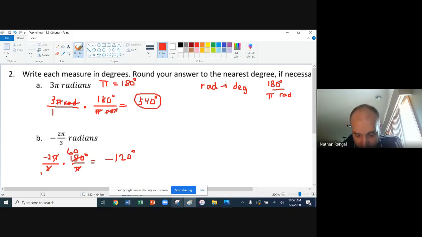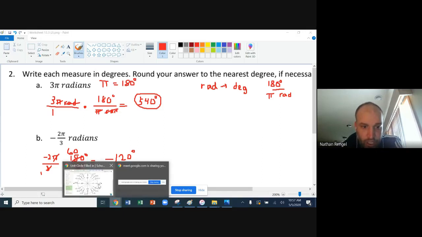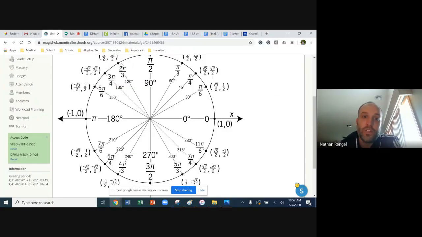So there would be our degree measure, negative 120 degrees. 2 pi over 3, when we were going through the unit circle, was one of those stops that we had. 2 pi over 3 is right here, and that is equivalent to 120 degrees. The only thing we did in that problem is we went clockwise. So 120 degrees would bring me to, whoops, right here, negative 120. Negative 2 pi over 3 is equivalent to 4 pi over 3. So there's where we're looking at on that problem.